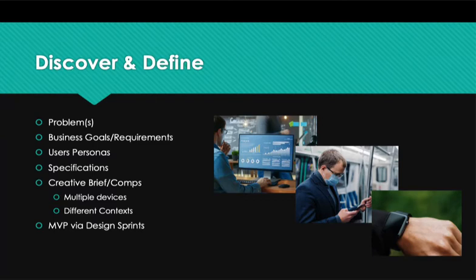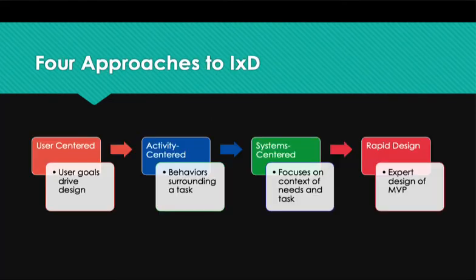The idea is that as we look across these multiple devices, we want to get to the minimum viable product, and that's usually via design sprints. But I don't want you to go there just yet. Start thinking about your original problem, business goals and requirements, the user personas and specifications, particularly across mobile, wearable, or other solutions.